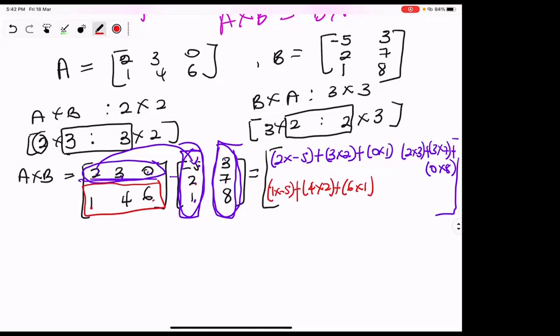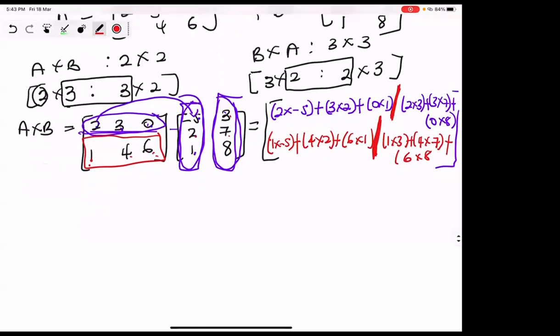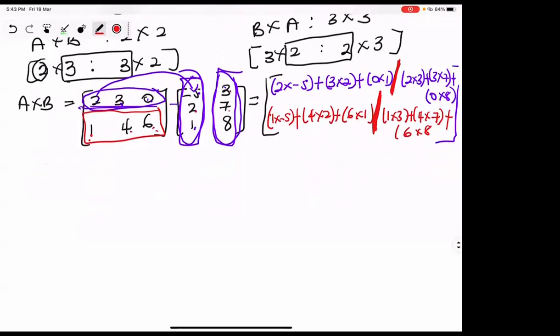We move on to the second column. 1, 4, 6 placed on 3, 7, 8. So we have 1 times 3, 4 times 7, and then 6 times 8. These numbers, you sum them. Please, there is no operator between these two entries. It's just space. Do not put addition or subtraction or any other number there.